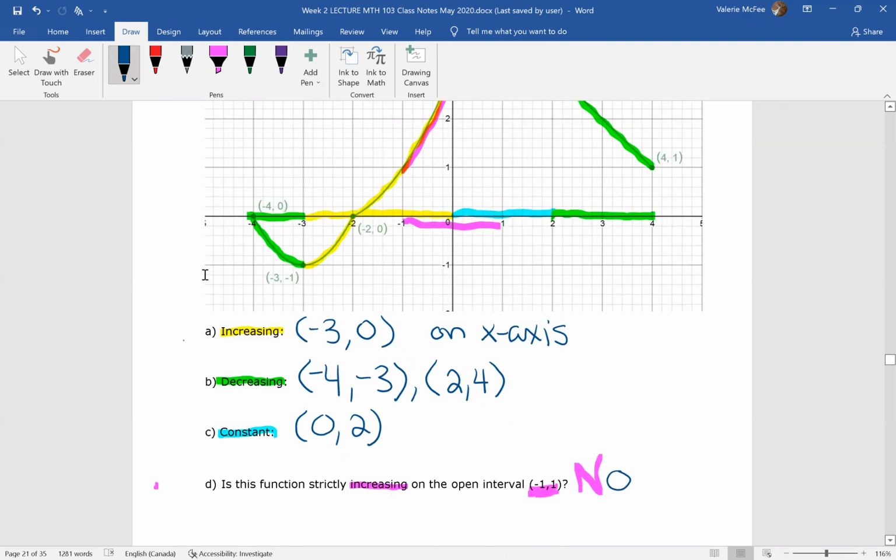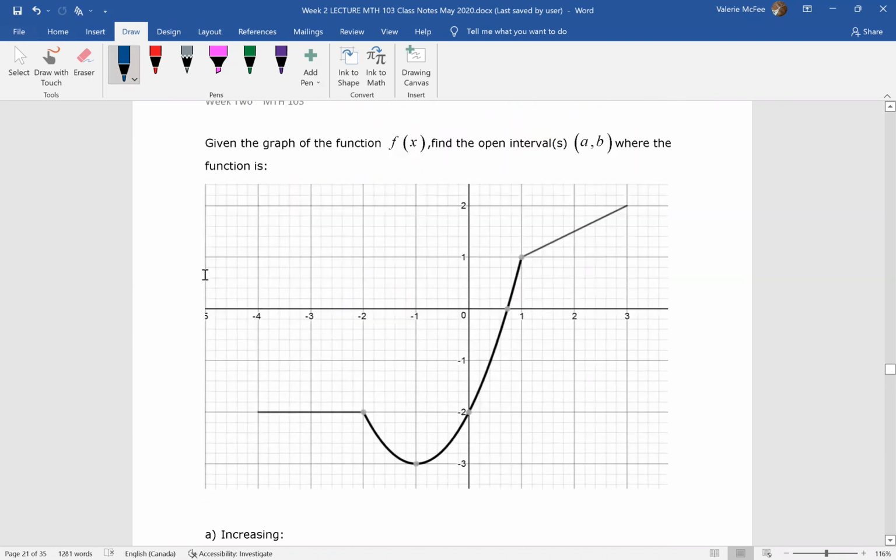Here's a graph for you to practice. If you don't have these notes printed, I strongly suggest you draw this so that you have it in your notes to review from. Again, we're going to look at the open intervals, but remember, you could be asked for closed intervals. And I don't think that Pearson MyLab cares whether you use open or closed. I think it just says intervals.